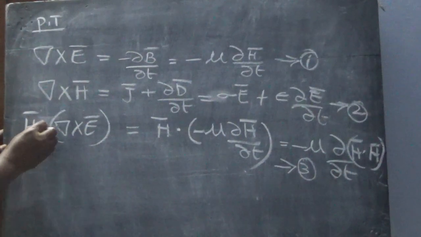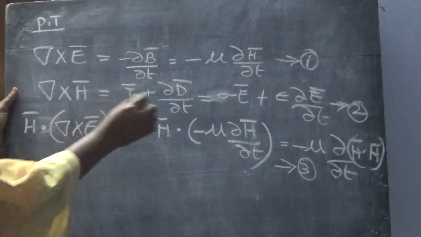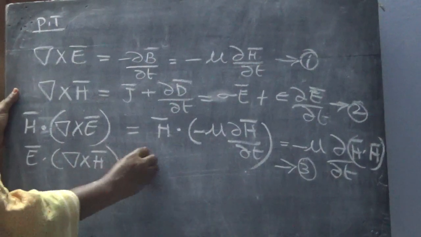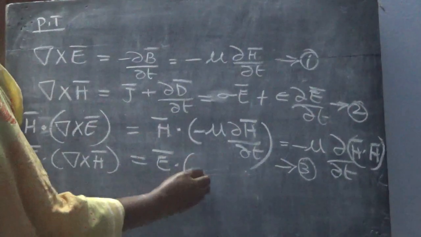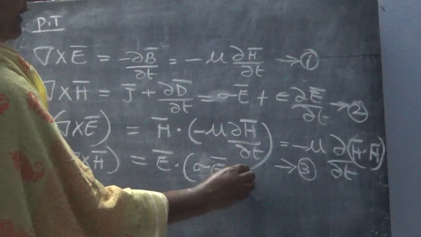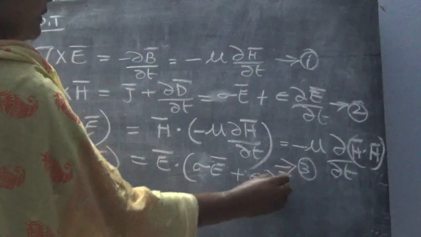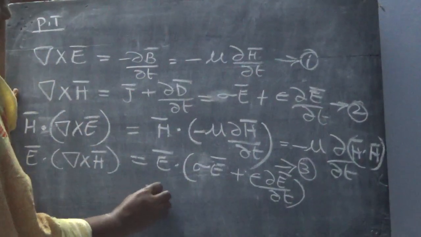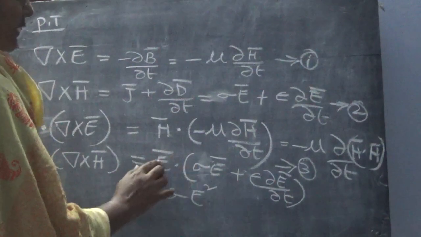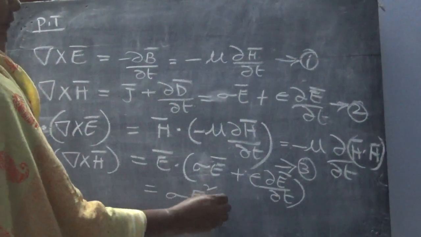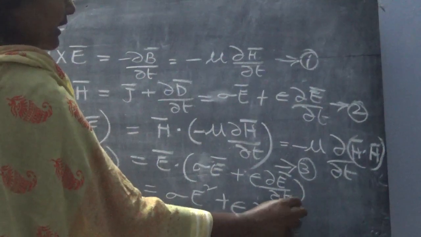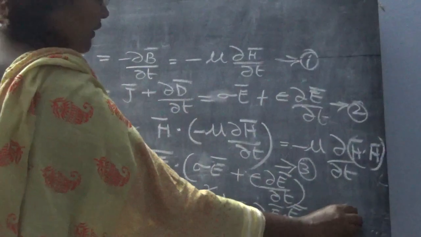Next, if I multiply the second equation with E bar, dotting with E bar, del cross H bar will be E bar dot J bar, that is sigma E bar plus epsilon dou E bar by dou t. So I can write it as sigma E square, because the dot product of E bar dot E bar will give a scalar quantity, plus epsilon dou E bar dot E bar by dou t. So this is my equation number 4.